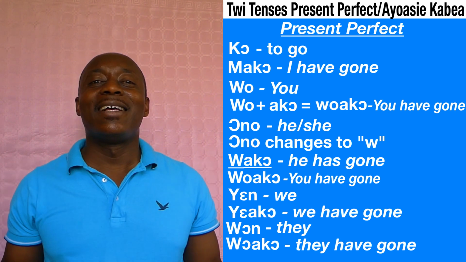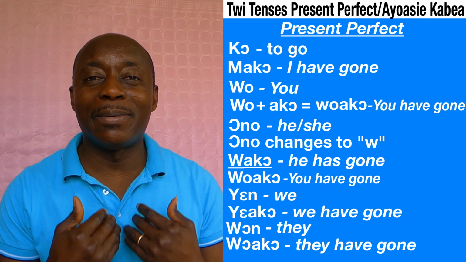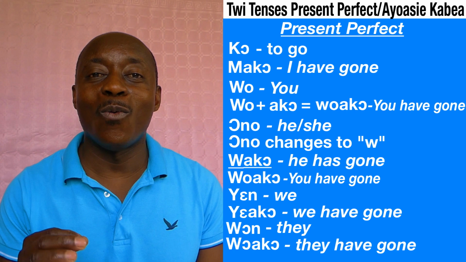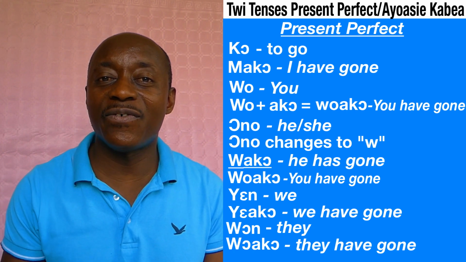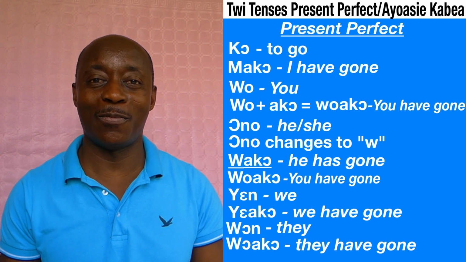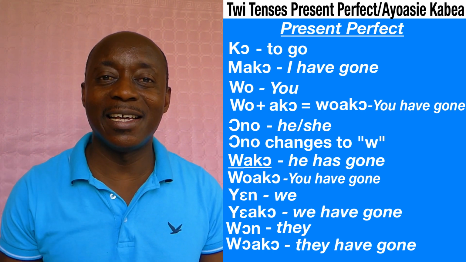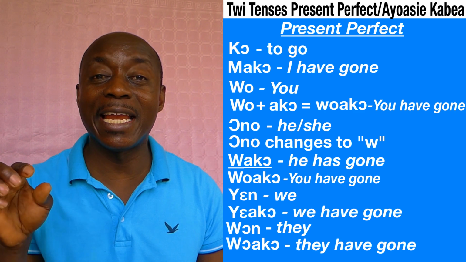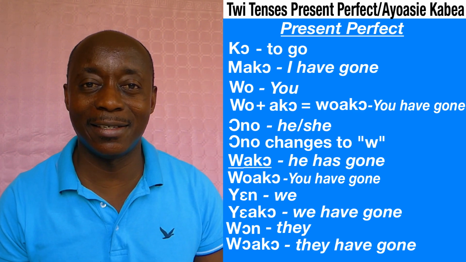Good. So in short, we are saying that in the present perfect tense, one needs to prefix the verb with a. And that is all. The statement or the phrase will be in the present perfect tense.